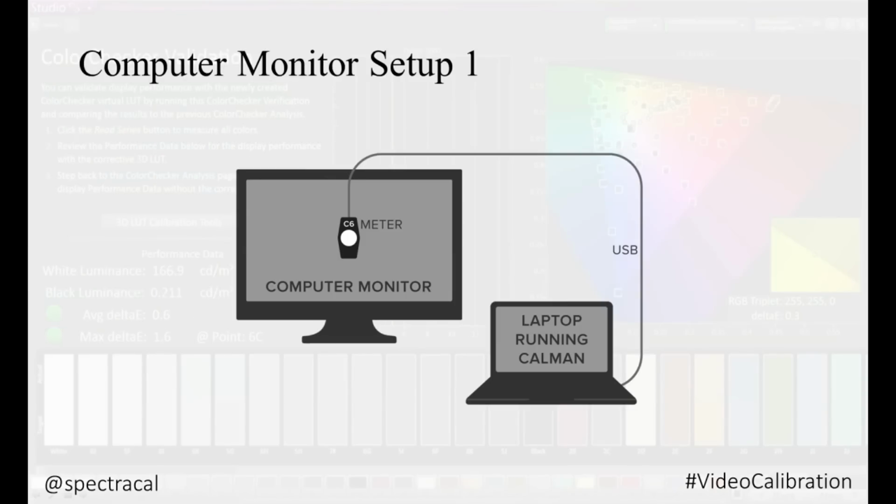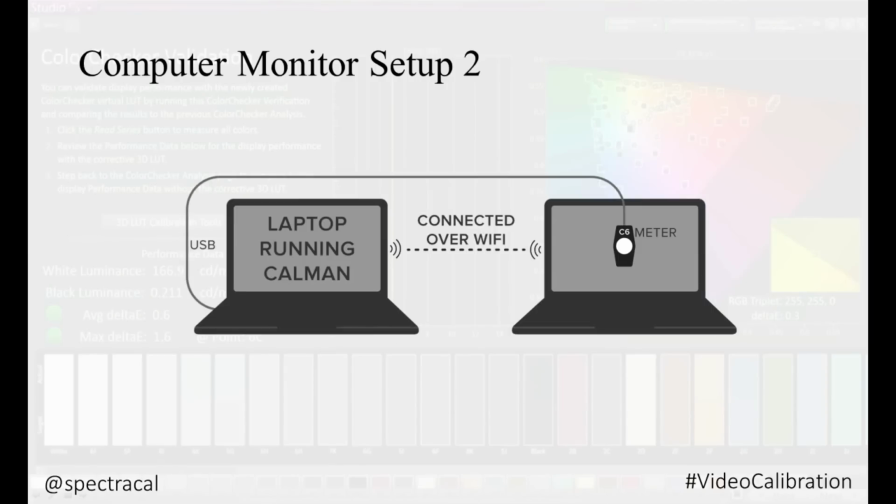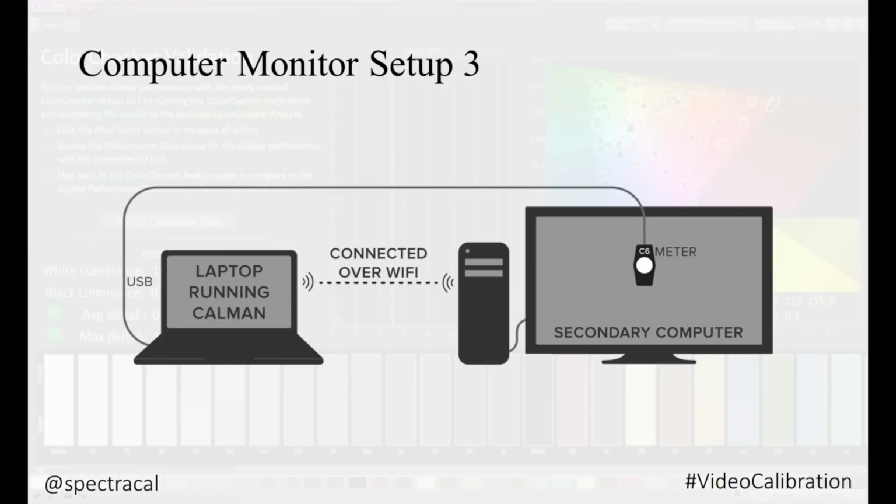Here is one common setup. You have a Windows laptop driving a second monitor, and CalMan is running on the laptop. Or you could have CalMan running on a laptop calibrating a remote computer on the same network. Or a laptop calibrating a remote computer with a connected monitor.